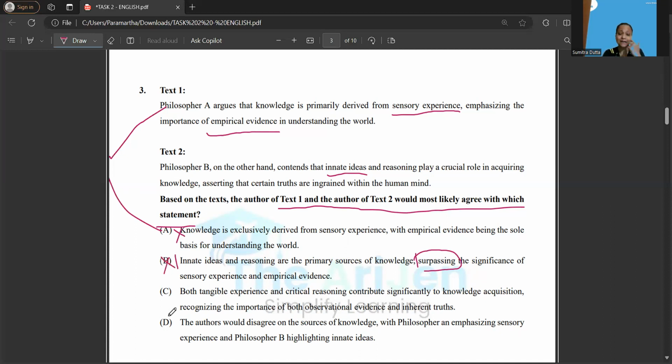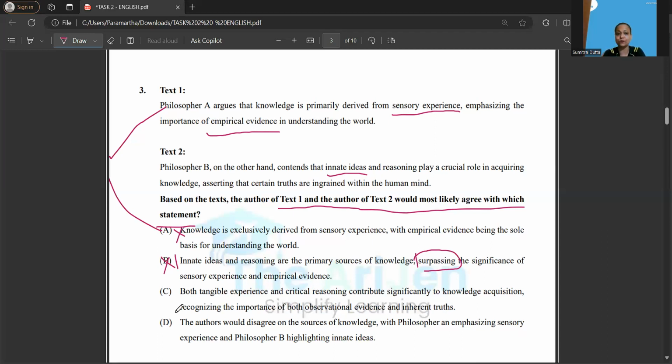Number C, both tangible experience and critical reasoning contribute significantly to knowledge acquisition, recognizing the importance of both observational evidence and inherent truths. Tangible experience and critical reasoning. So this is giving information about text 2. Tangible experience means experience through our life, and critical reasoning contributes to knowledge acquisition, recognizing the importance of both observational evidence and inherent truths. Observational evidence and inherent truths means truth about the empirical evidence, observational evidence. So this is actually giving you the right answer.